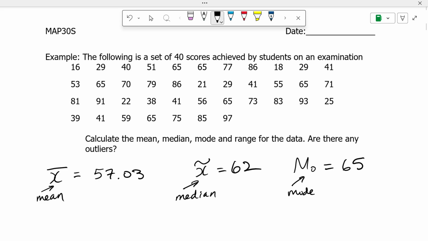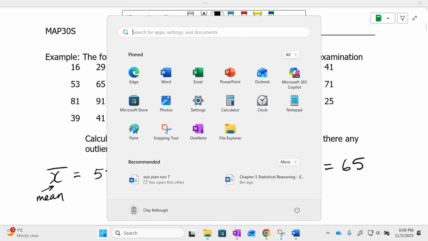Let's see if we'd have got the same answer using Desmos. So let's try it again with Desmos.